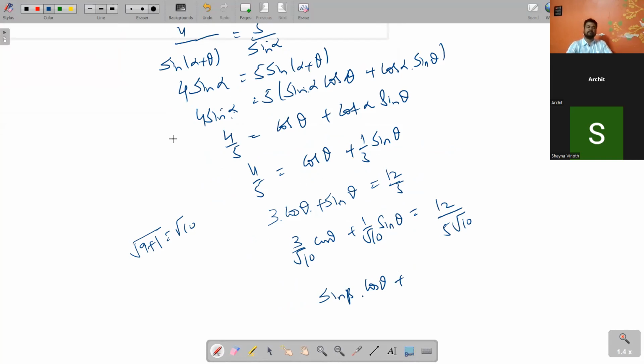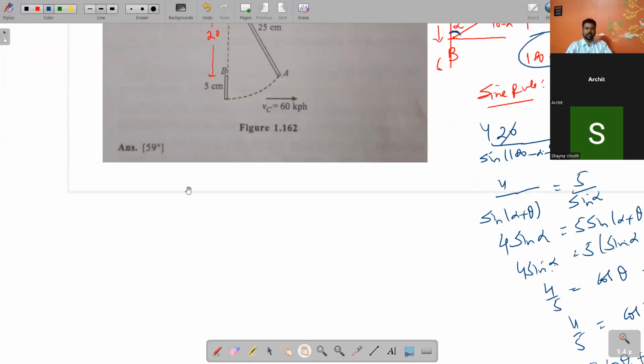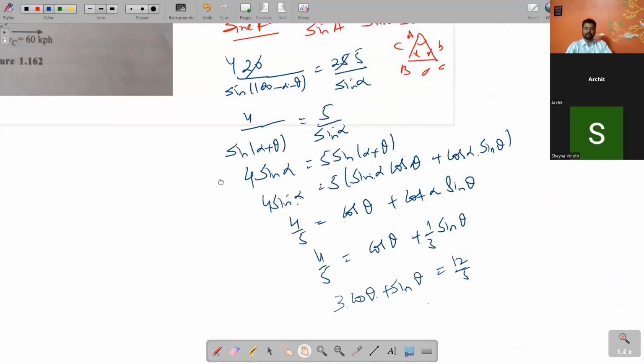We cannot solve it. Don't want to solve this. This is how we can solve, but this is not good data. So let's do one thing. Just pick this angle, 59 degree. That is not a standard value. So let's assume this is 60 degree.